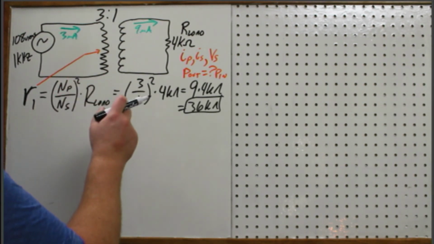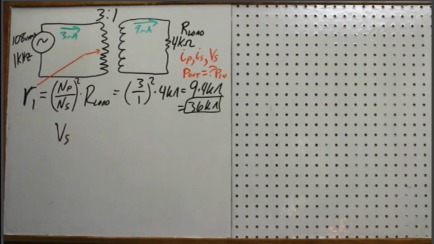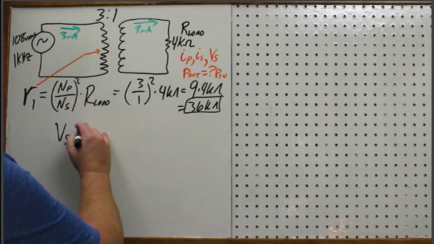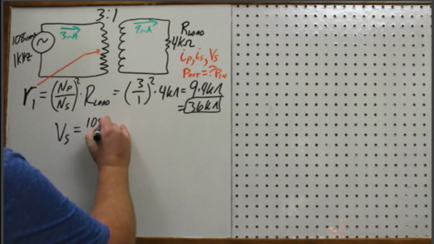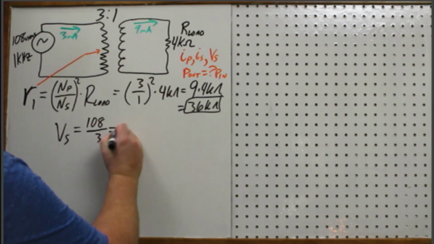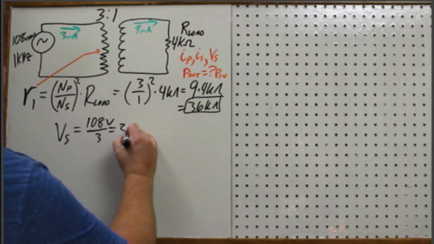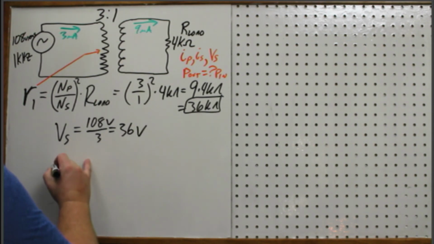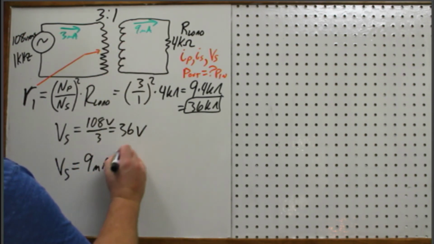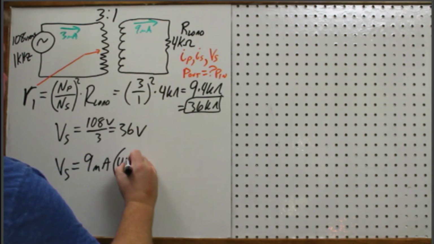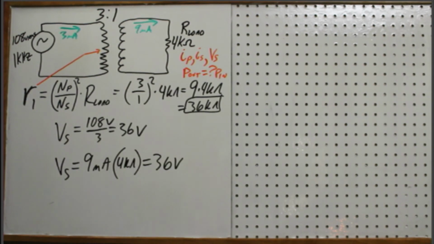So since we have both the currents, we can go ahead and find out what Vs is, and we can do that one of two ways. Since it's 3 to 1, we can take 108 and divide that by 3, and that'll give us 36 volts. The other way we can do it is take the 9 milliamps of current times the 4 kiloohms of resistance and come up with the same thing.